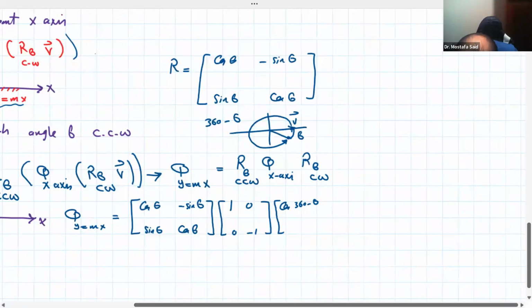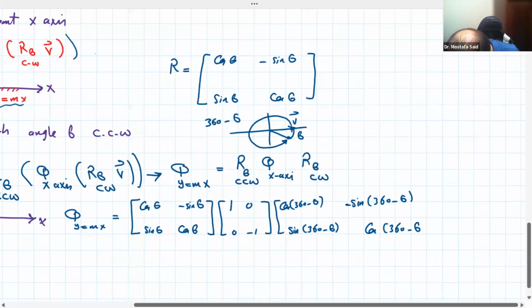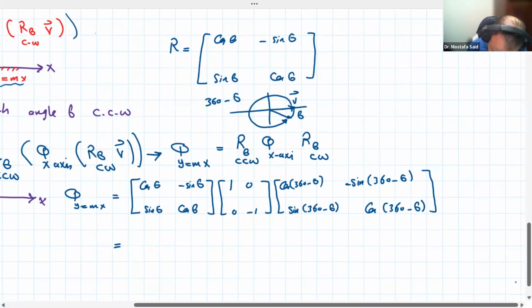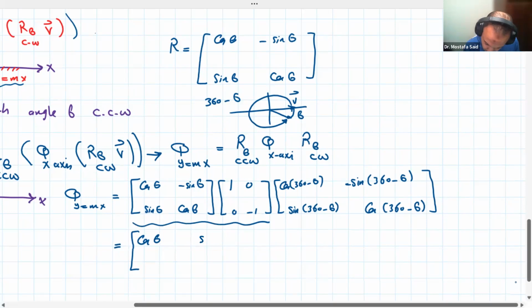Yes, that's the angle here. Sine minus sine, 360 degrees minus theta, then sine 360 degrees minus theta, and here is cosine 360 degrees minus theta. Okay, good. So let's first multiply these together. If we multiply these together, this will give us cosine theta. I have the solution, you guys can check on me, that's fine. Sine theta minus cosine theta.